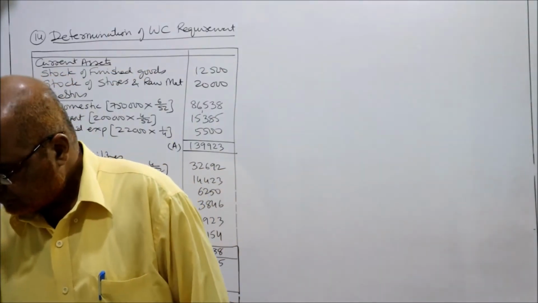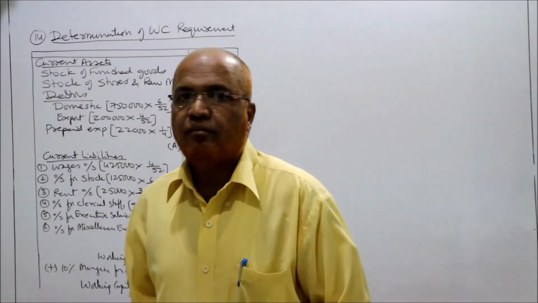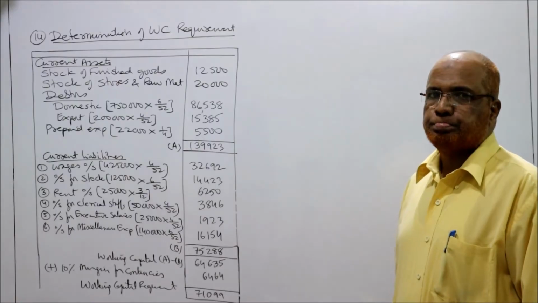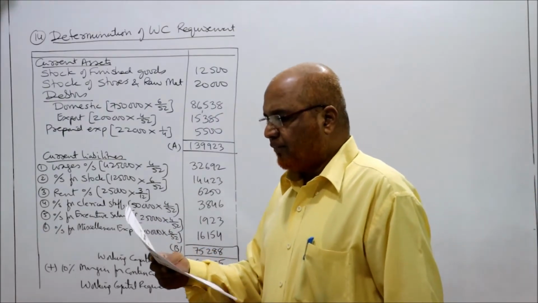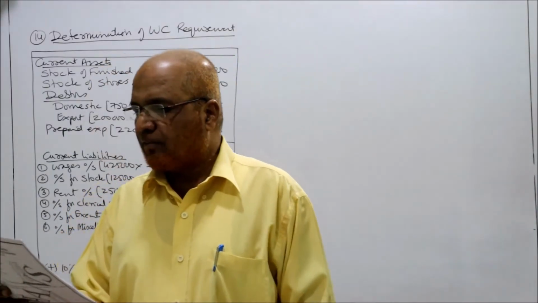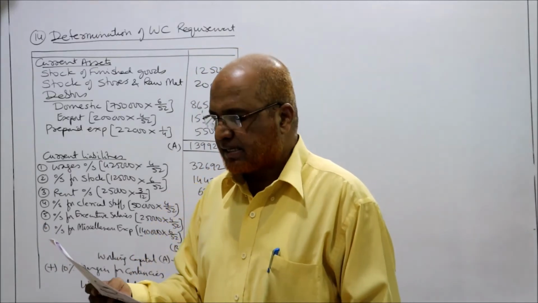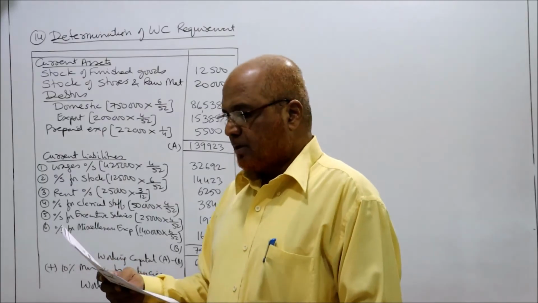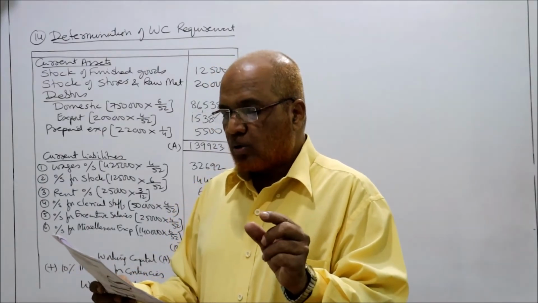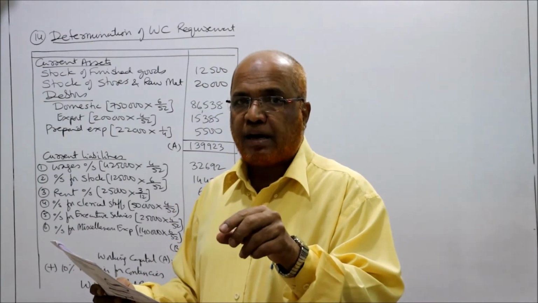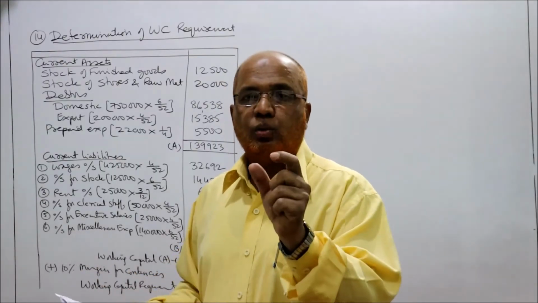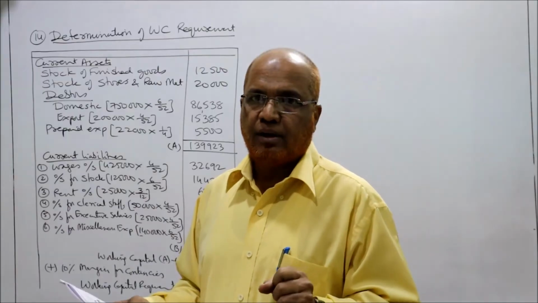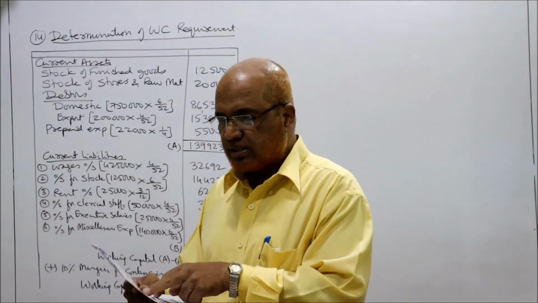Now, see the problem number 15. Problem number 15. From the following information, prepare a statement showing the working capital requirement. Budgeted sales rupees 10 per unit, 2,60,000 per annum. So 2,60,000 rupees is the budgeted sales and the selling price per unit is 10 rupees. So 2,60,000 divided by 10, 26,000 units. 26,000 units we are going to sell.